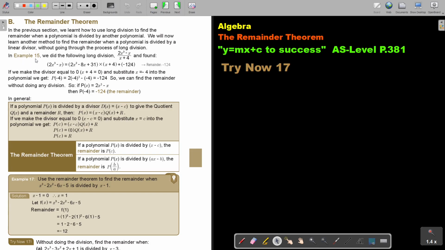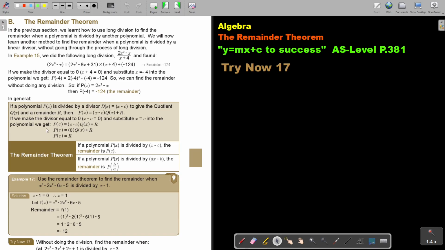So in example 15, we did the following long division and we got this answer. This was the quotient, this was the divisor, this was the remainder. Now, if we make the divisor equal to 0 and we substitute just the -4 in, we get -124. So we can find the remainder without doing any division. So p(x), we just substitute it in and then we get the remainder.